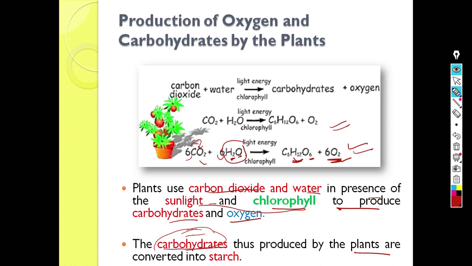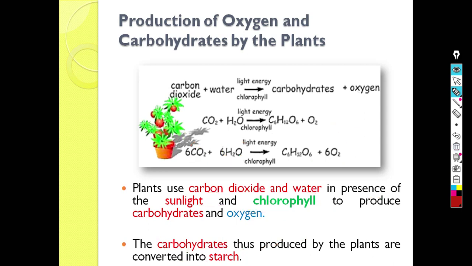So the carbohydrates produced by plants are converted into starch. Why? Because simple sugar can be eaten up very fast. Okay, so to store it, they have to convert it into a complex structure, so that it cannot be converted easily into energy. So this complex structure is starch. Okay, what is this? Starch. So in the form of starch, the food is stored basically in the plant. Clear? I hope you have understood the point till here.